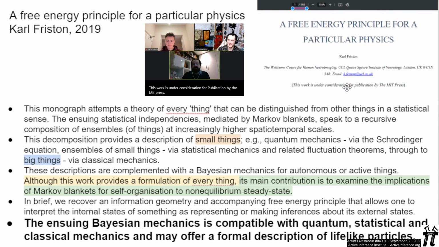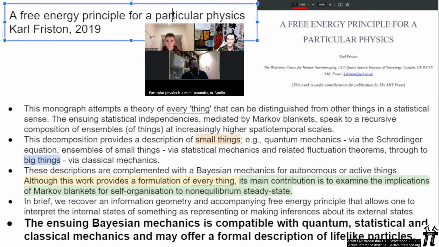So there's an interesting story whose middle and end is unknown about the recent active inference textbook and the way in which that is providing kind of a handbook of active inference, but then there's something more like a theoretical physics book that is going to be presented at some future time. Particular physics is a multi-entendre or a pun in a few different ways.